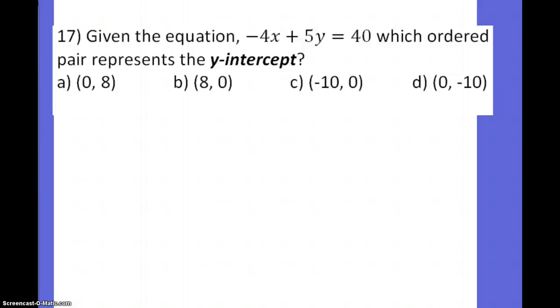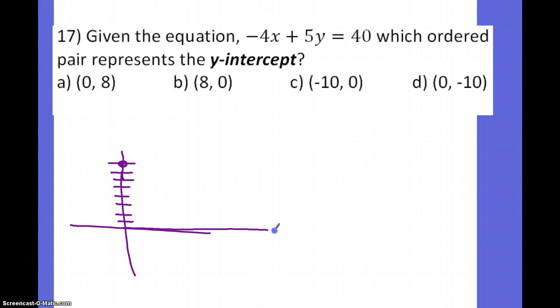Given the equation negative 4x plus 5y equals 40, which ordered pair is the y-intercept? Well, if you graph these points, 0, 8 is on the y-axis, but 8, 0 is not. I can cross this point out right away because that's not on the y-axis. Additionally, point C, negative 10, is somewhere over here, and that is on the x-axis also. So point C is out.